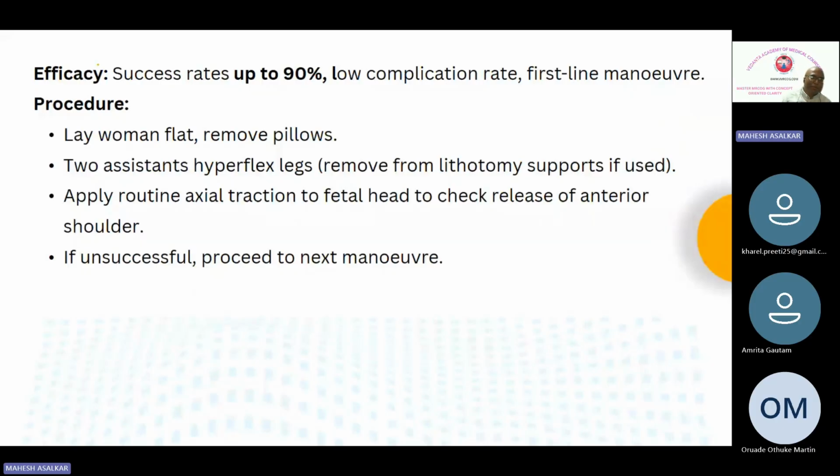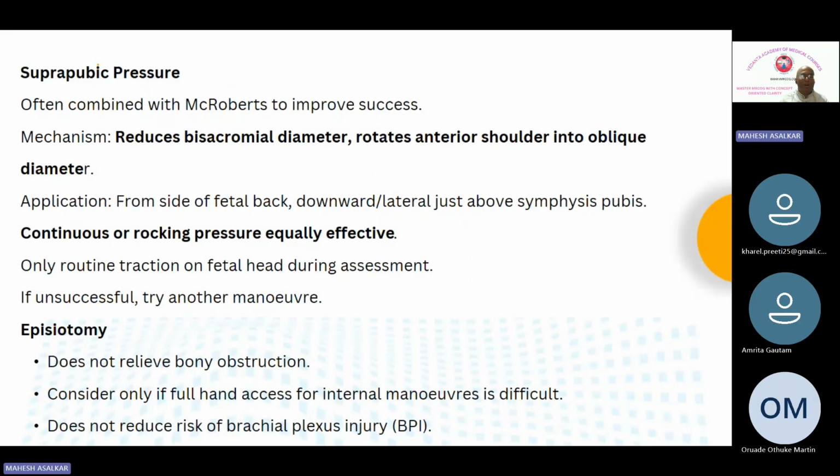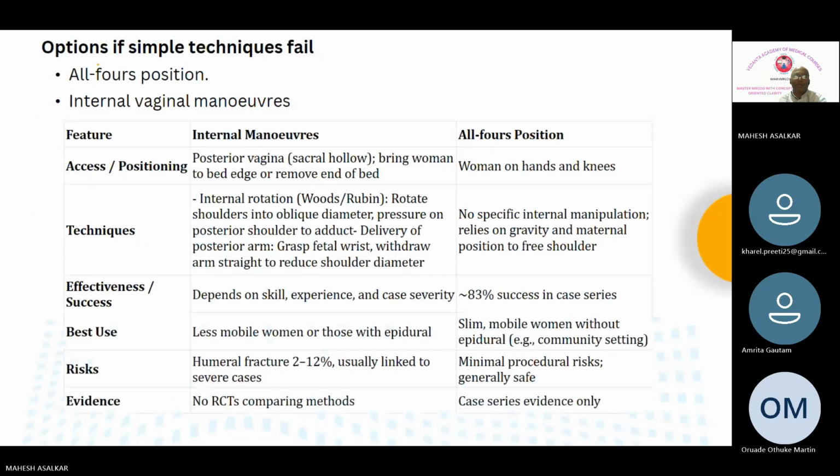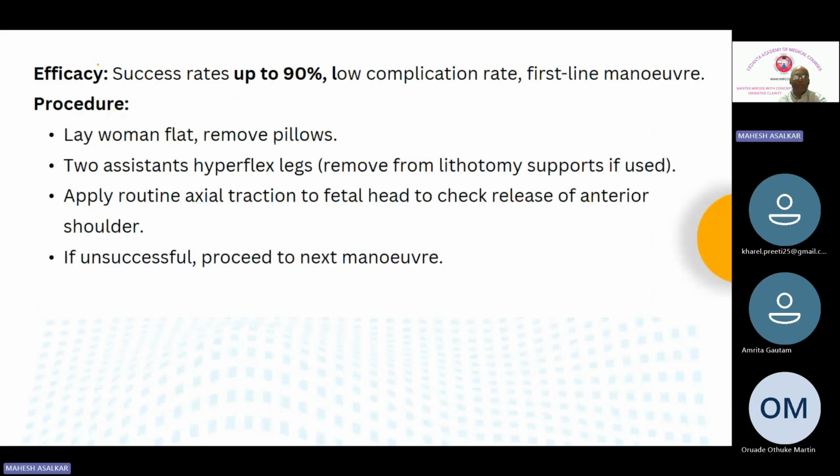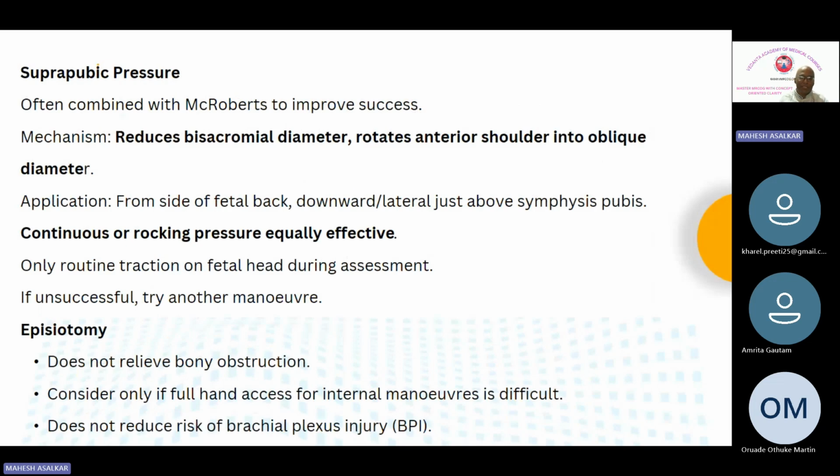Okay, now suprapubic pressure, also called the Rubin 1 maneuver. It is often combined with McRoberts to improve the success rate. It reduces the bisacromial diameter and rotates the anterior shoulder into the oblique diameter. So this is the mechanism. What we have seen as the mechanism in McRoberts was that it increases the anteroposterior diameter and straightens the lumbosacral angle. While suprapubic pressure will reduce the bisacromial diameter and rotate the shoulder into the oblique diameter.